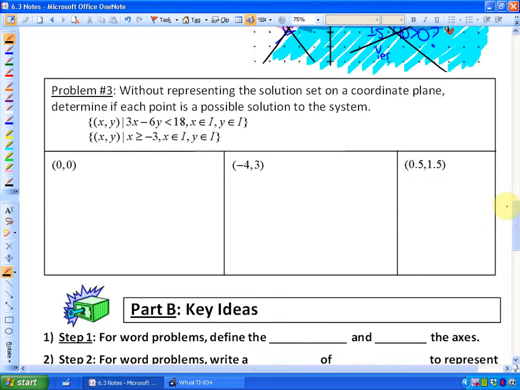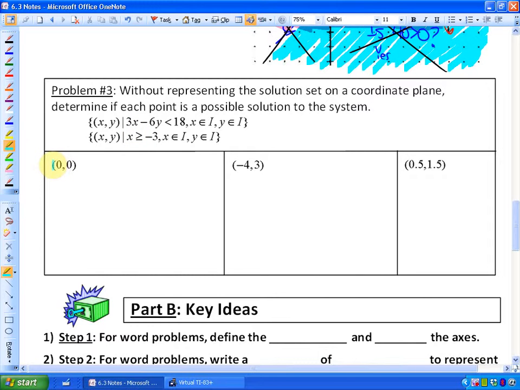So we're not going to represent this system here, which has two inequalities. We're not going to represent that on a coordinate plane, although we could. We are going to determine if each point is a possible solution to the system. So the way that we do that without graphing, if you were to graph it, you'd see where they overlap and if that point is in the solution region.